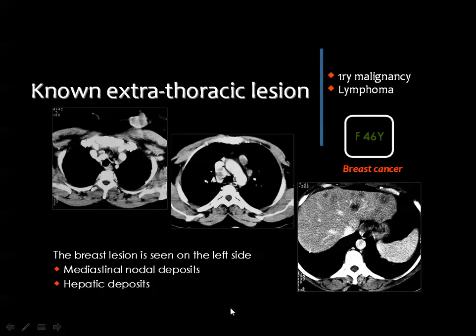Then if there is lymphadenopathy in the chest and there is a non-thoracic, a non-primary malignancy, or the patient is known to have lymphoma. And you see this female patient, 46 years old, is not known to have a primary malignancy, but the primary malignancy is seen in the scan. And this is a mass in the left breast with ulceration on the skin, diagnostic of breast cancer. Then these lymph nodes, prevascular and retrocaval, are considered metastatic, and also the focal lesions in the liver are considered metastatic deposits.